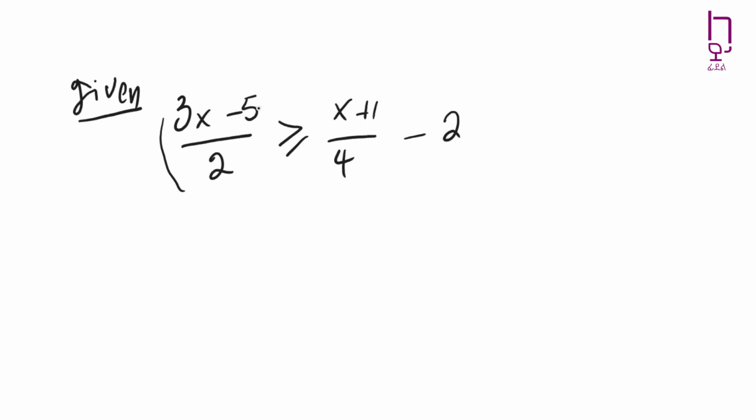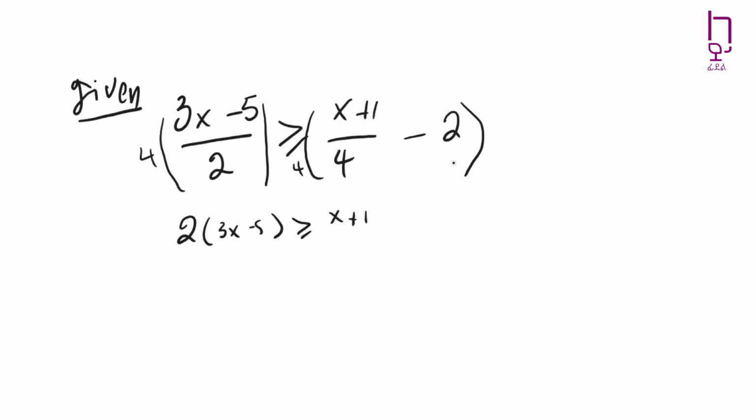So if I multiply everything by 4, I'm going to multiply everything by 4 times 4 times 4. Okay, so if I multiply everything by 4, 4 divided by 2 is 2, right? So it will be 2, 3x minus 5. 4 will cancel 4, so x plus 1. 4 times 2 is minus 8. So I will expand this bracket, 6x minus 10, x plus, minus 7.